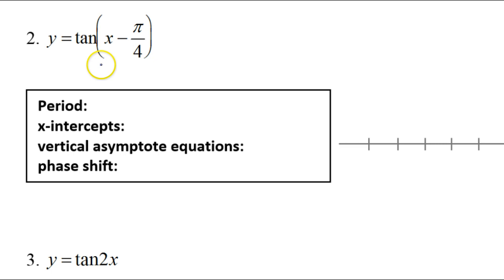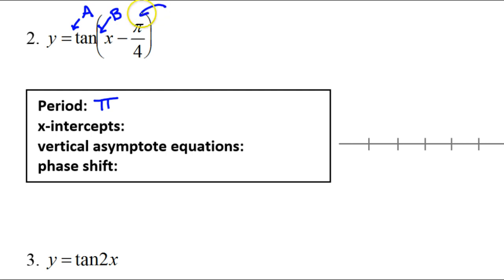All right, let's go ahead and do problem number 2. Now for this problem, the a value is 1, which we will actually use as we do the graph, but there's no amplitude for a tangent function. Keep that in mind. The b value would be right there. It's invisible, so that means the b value is 1, which means that the period is just the usual period of the tangent function, which is pi. We will do the x-intercepts and vertical asymptote equations at the end.